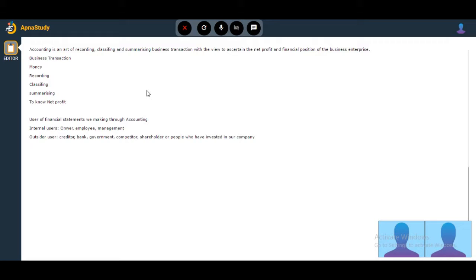Then we have terms of accounting. We use different terms in accounting. So in this demo, we'll learn about these terms. Terms used in accounting.